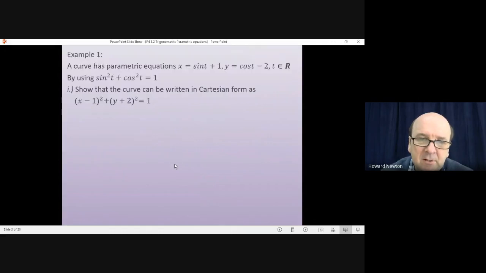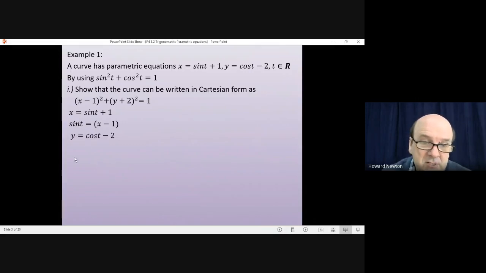Okay, let's have a look. So as I said, we'll begin with the parametric equation for x, but rewrite that so that we've got sine t in terms of x, which will be sine t equals x minus 1. Then we do the same for the parametric equation in y, and rewrite that to get cos t in terms of y, which gives us cos t equals y plus 2. And all we have to do then is substitute sine t and cos t into the trig identity, which we know is true for all values of t.